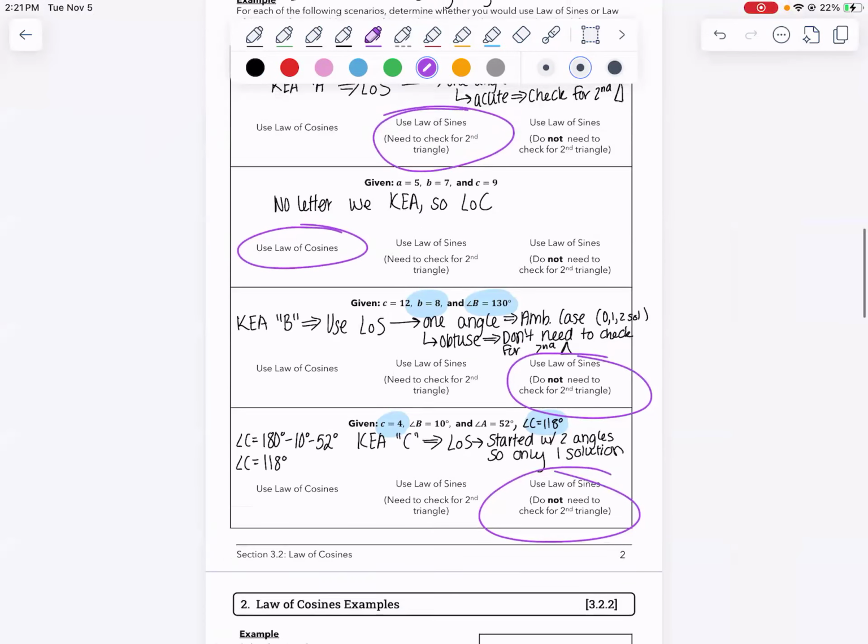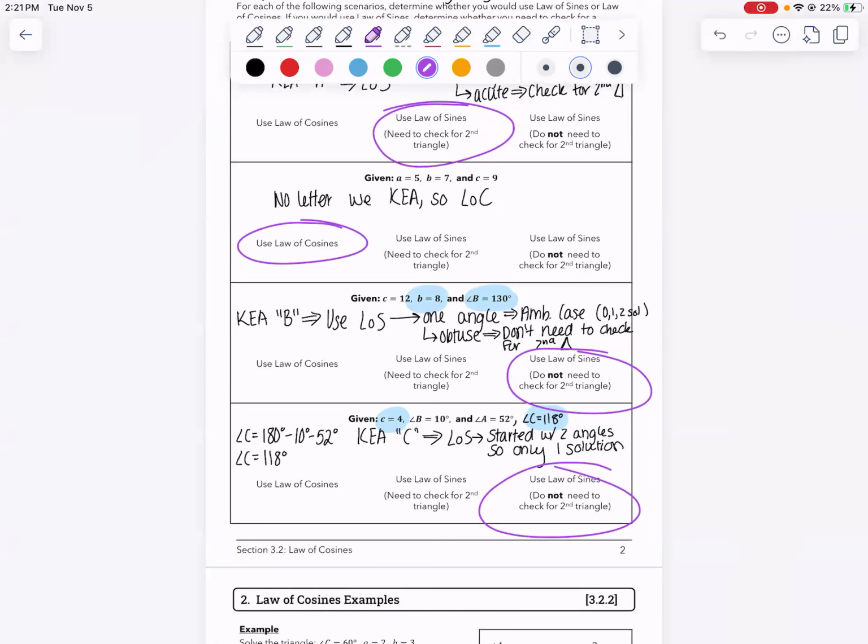And that's that. Just pay attention to these situations because you'll need to be able to differentiate between which times to use which. In the next video, we'll go over some examples and that's what we'll do.